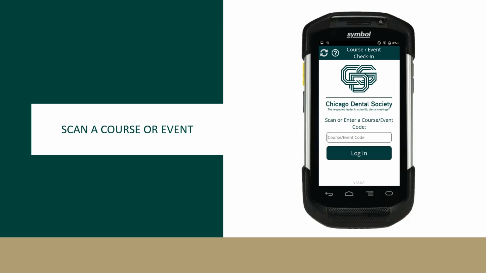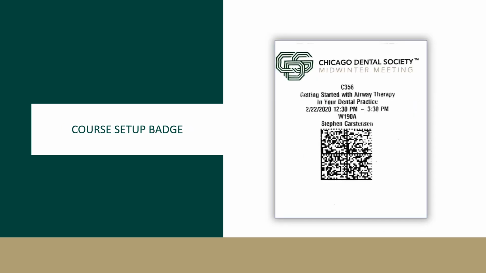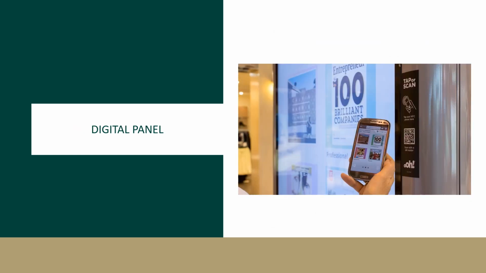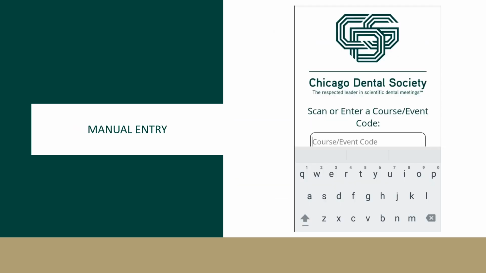There are three ways to enter a course setup number. You may scan the provided course setup badge, QR code on the digital panel, or manually type in the course number printed on the badge or meeting materials.